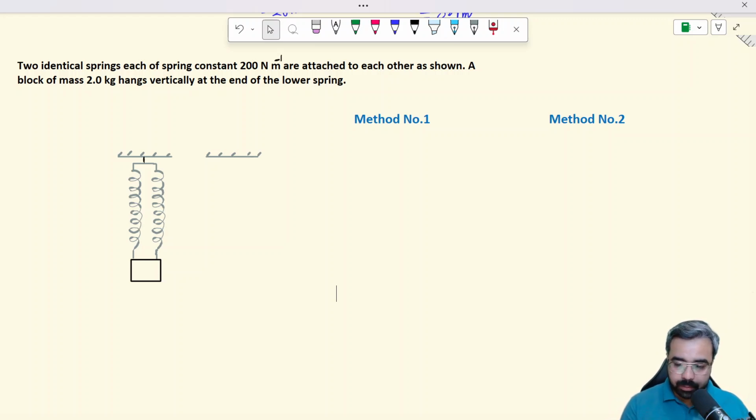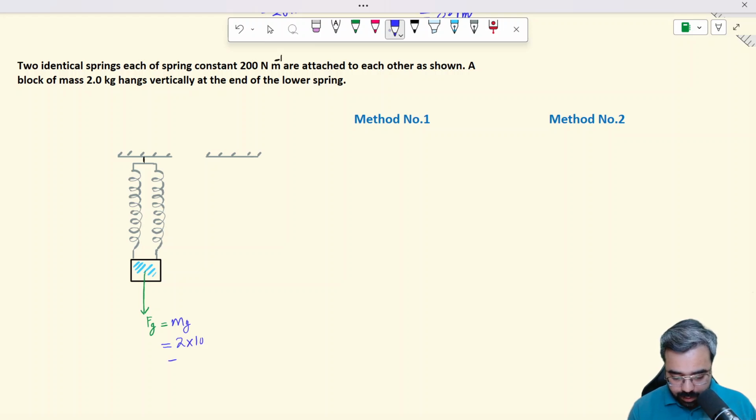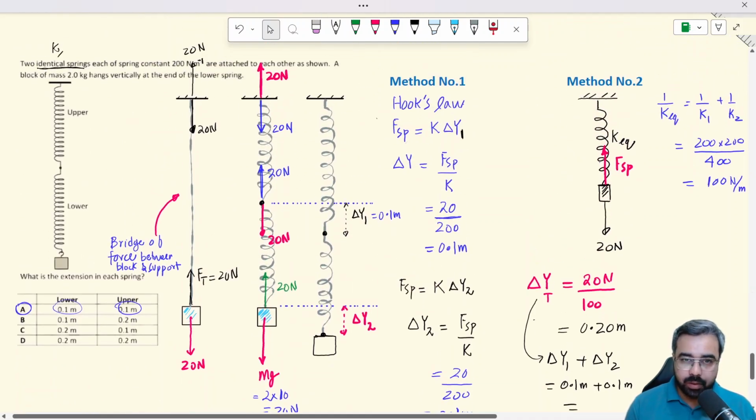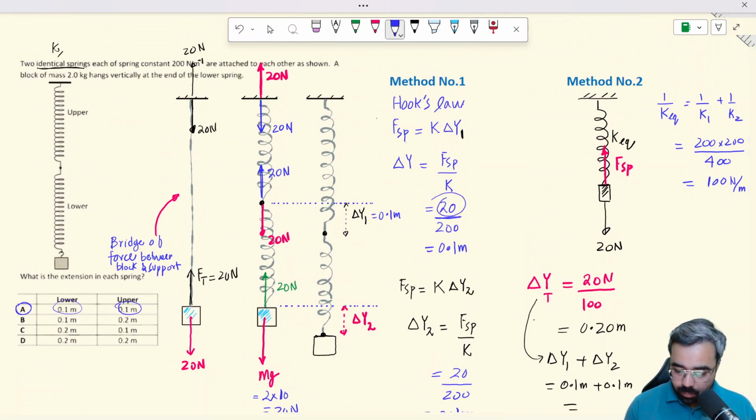For example, if this is a 2 kilogram mass as stated in the question, it means, dear students, that you know this will be the force of gravity that will be downward. We found its value in a previous video; if we take the value of g as 10, that is 20 Newton. Now in the previous case we saw that this 20 Newton was equally applied in both the springs. That's why we put the same value.